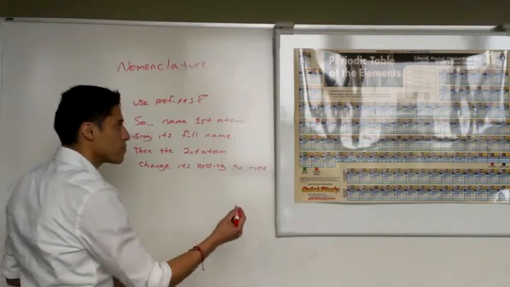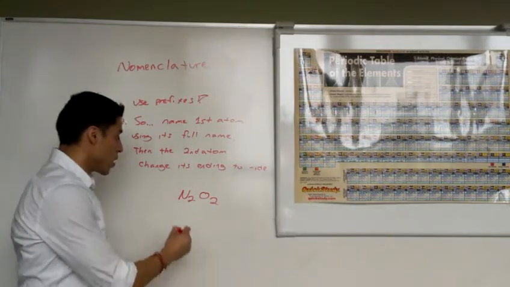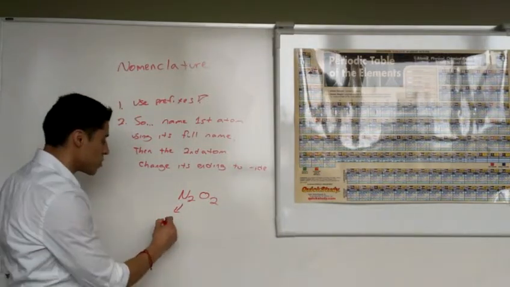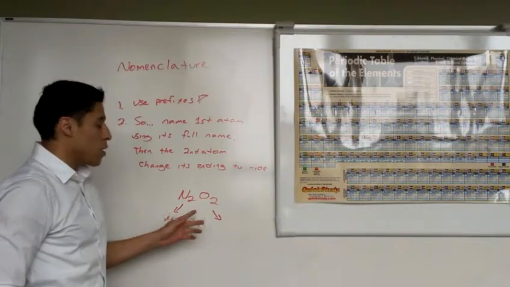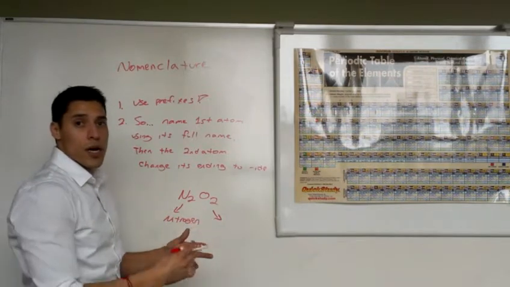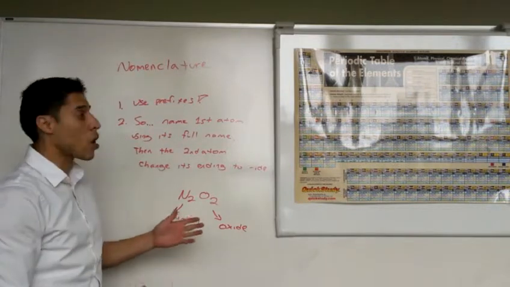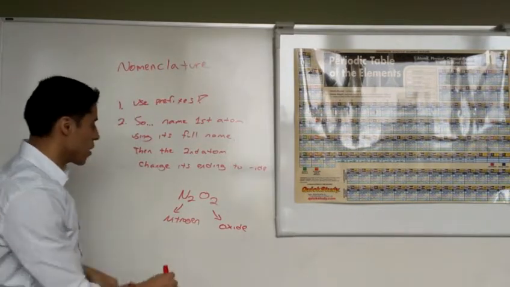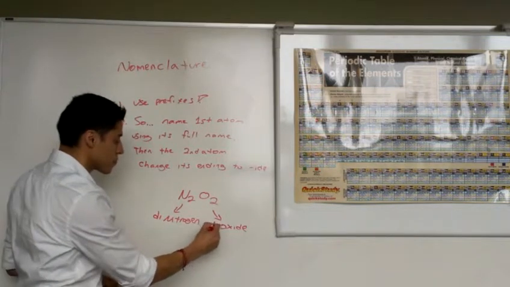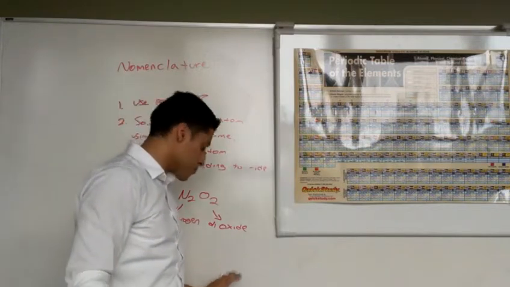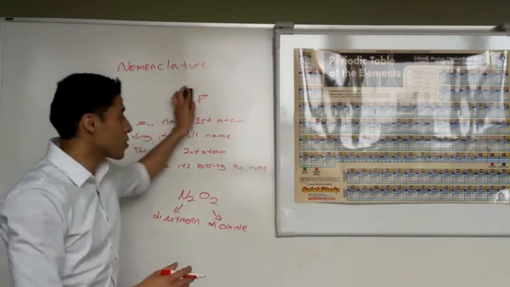So if we have something like N2O2. Again, you're going to name the first atom completely, nitrogen. Then the second atom, you're going to just change the ending to ide. Again, as always, rule number one, use prefixes. Here we have a 2, there we have a 2. They're both going to be di. So dinitrogen dioxide. That will work for all of them. Any two nonmetals.